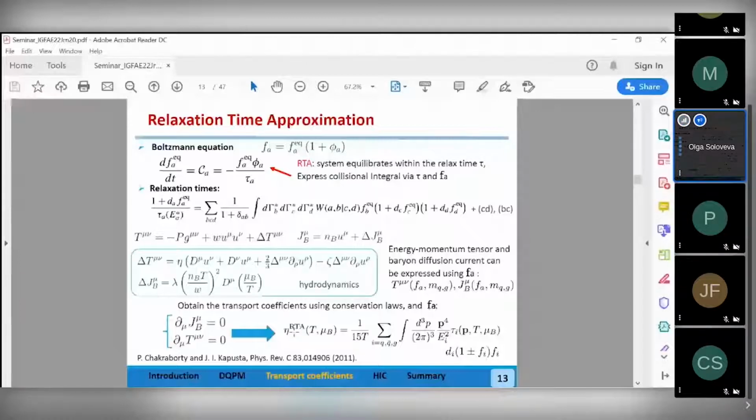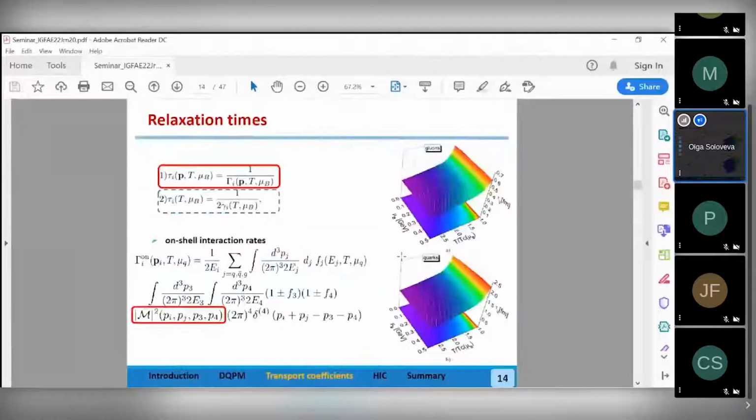But your results are strongly depending on the relaxation time. So as I said, this is the general form, which is the best for usage, but you can simplify it as it is done in many models.